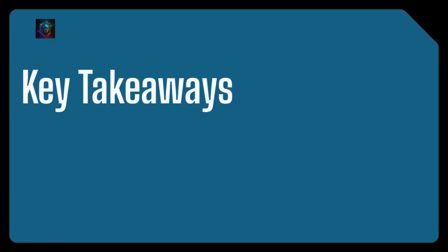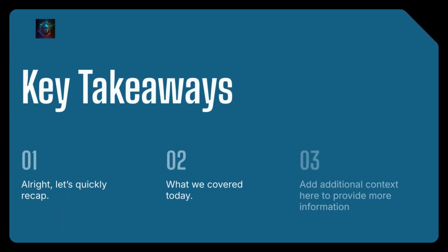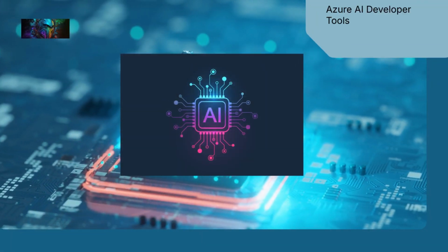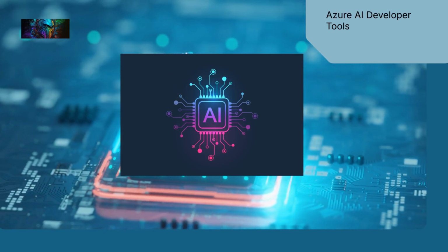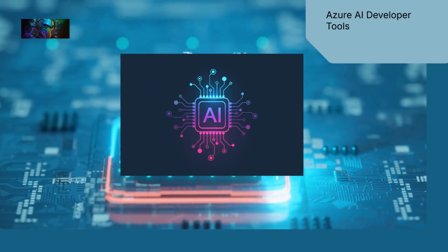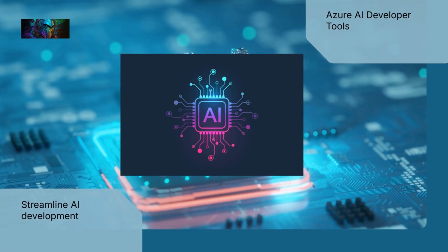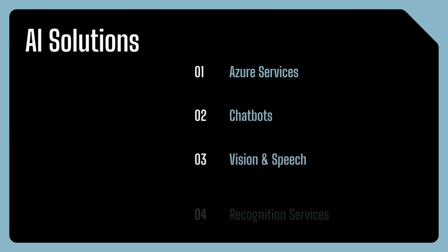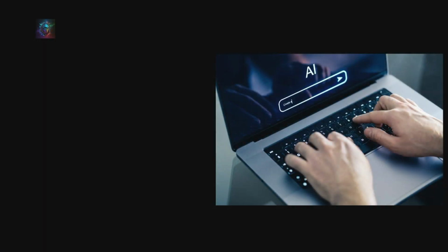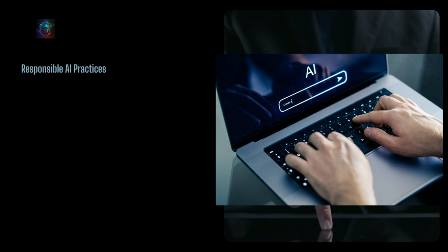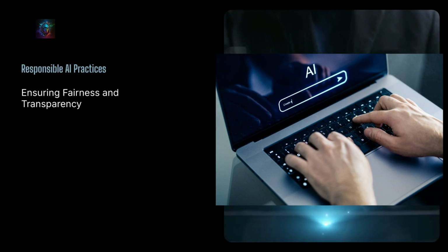All right, let's quickly recap what we covered today. Azure AI Developer Tools, SDKs, Visual Studio Code, CLI, and Machine Learning Studio help streamline AI development. Building AI solutions: Azure provides everything from chatbots to vision and speech recognition services. Responsible AI: Microsoft enforces fairness, security, and transparency to prevent AI bias.